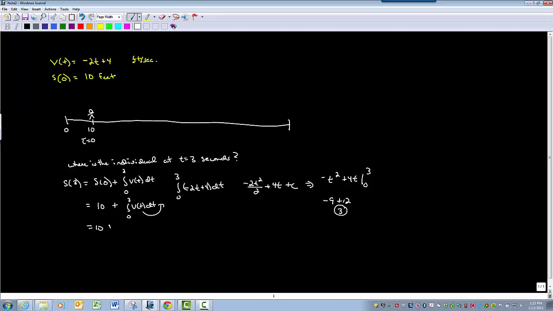So we take the initial position plus the displacement, and that gives us the position of the person at 3 seconds. Even though the person walked this way and then came back, they traveled a displacement of 3, and so now they're at 13 units at time 3.